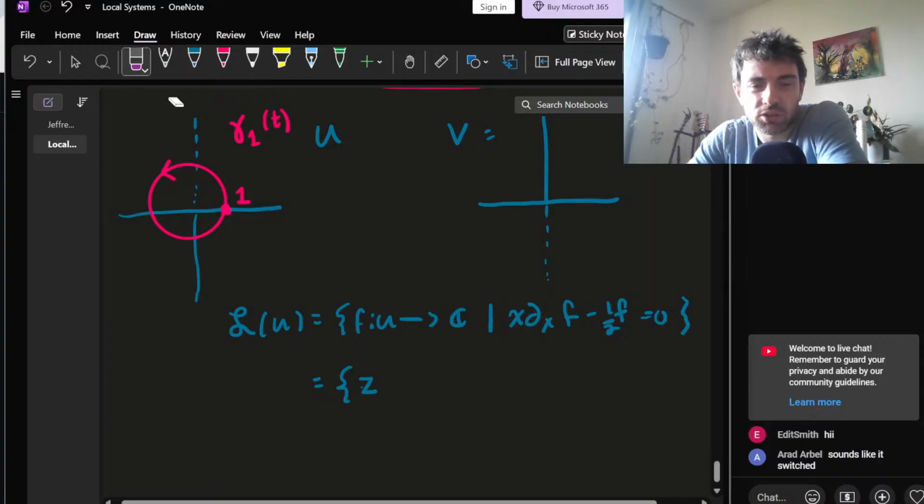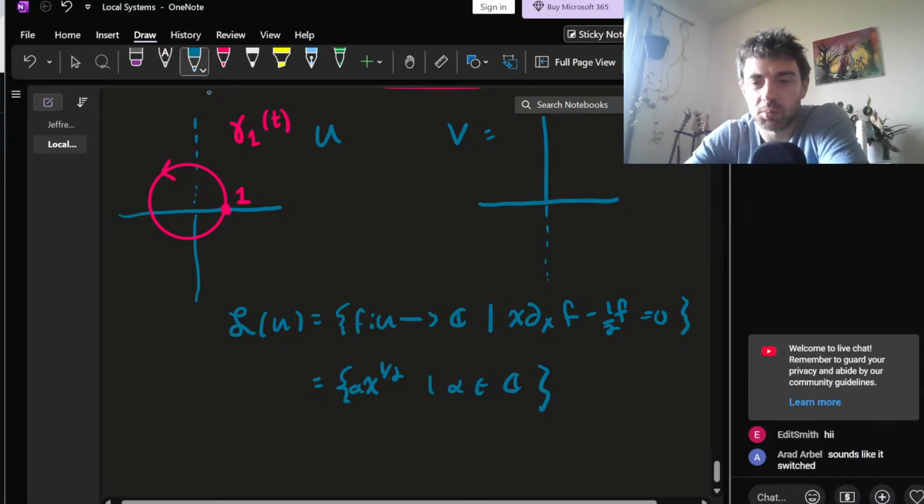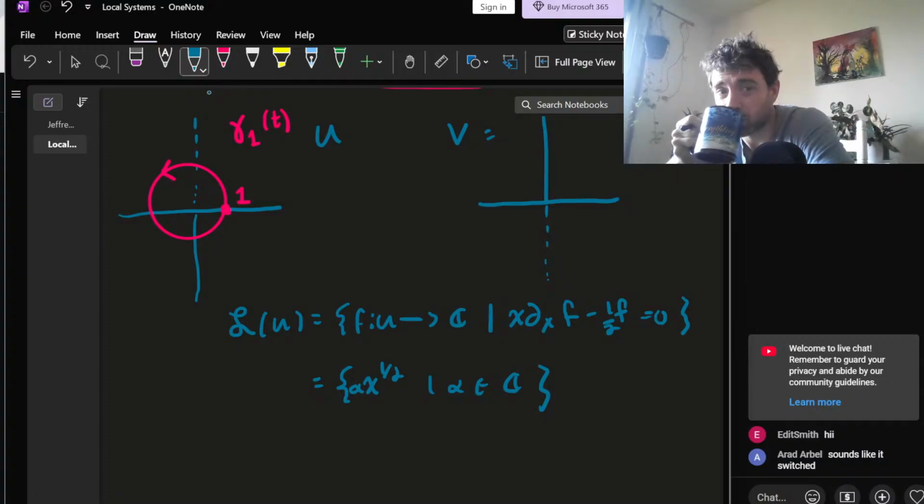And really, this basically just looks like, I guess x. I should be consistent with my variables. This really just looks like x to the 1/2, all scalar multiples of x to the 1/2. Of course, the question is, well, what do we mean by x to the 1/2, right? Square roots become complicated in the complex numbers.